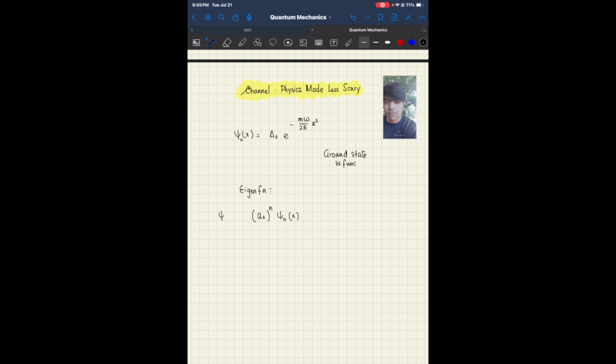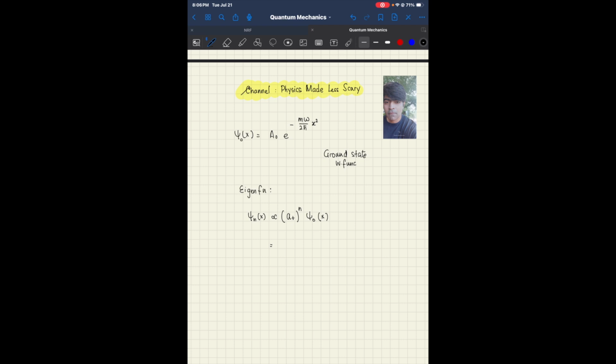Say psi n(x) is proportional to, because I'm using proportional because there would be respective normalizations, right? Like you had a normalization here. Each of these would have their own normalization. That's why I wrote a proportional here. And you know what this a plus is, right? Do you recall what this a plus was?